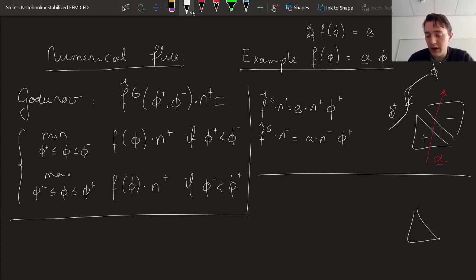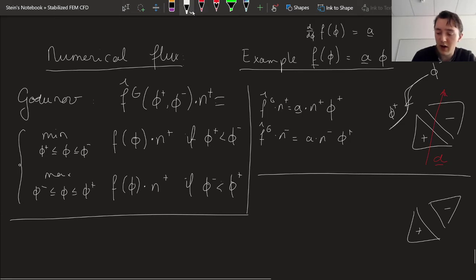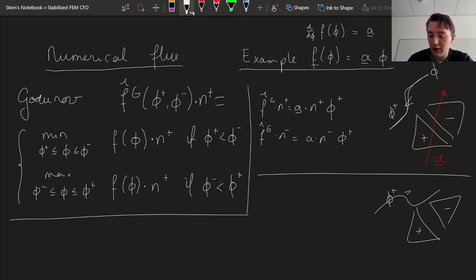Let's consider the second case, where again I have plus and minus, but now my larger value for our concentration, for example, phi, is going to be on the upwind side. So now we have phi plus is larger than phi minus. And the advective vector is still going to be the same one. So what do we get now? Well, that's going to be the second case.